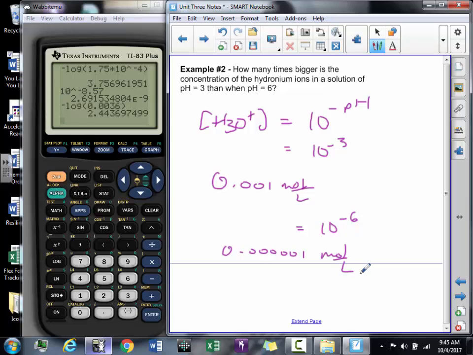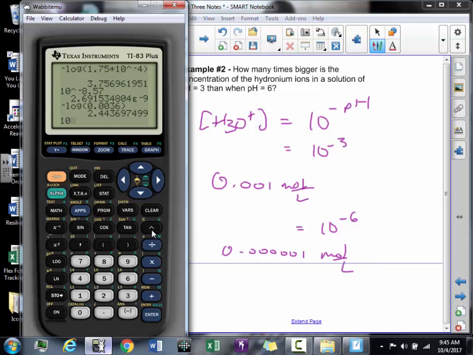I already kind of alluded to this a bit. This one's right. I want to make sure I didn't screw up the zeros. 10 to the power of negative 6. Yeah, 1 times 10 to the minus 6. 1, 2, 3, 4, 5, 6. Yeah, I did it right.